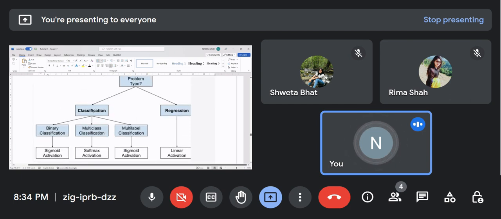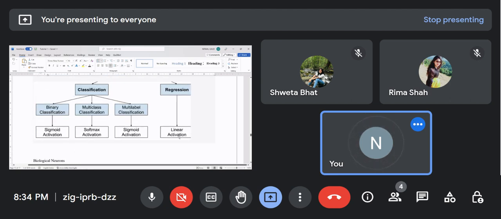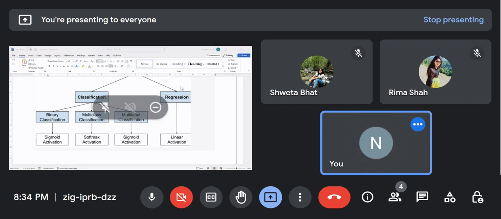Here is the diagram. If you have a problem type like classification: binary, sigmoid; multi-class, softmax; and multi-label, sigmoid function. For regression, linear activation function. That's it. No more things you need to cover here. So for this lecture, any doubt? Any of you girls having doubt? Do you understand the activation? In this lecture we have completed our activation functions.